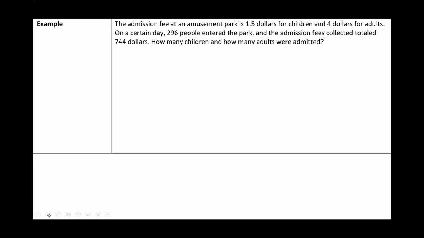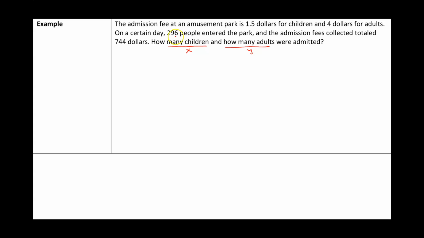So for this problem, we have to set up two different equations, one equation for the money and one equation for the number of people. So first, let's take a look at what we are looking for. We're looking for how many children, so let's call the number of children x, and how many adults, we'll call y. Anytime you do any kind of word problem, you always have to identify what we're looking for, and those are your variables. So we're looking for the number of children and the number of adults.